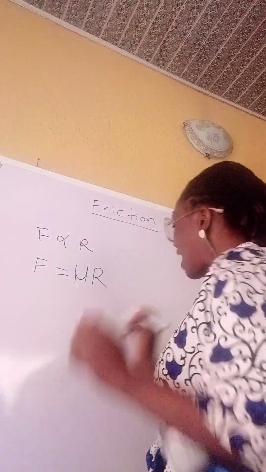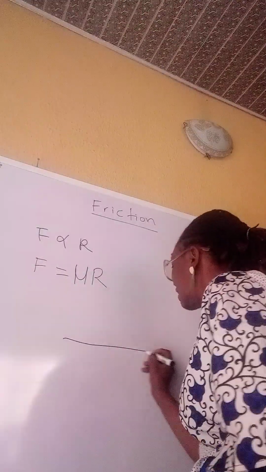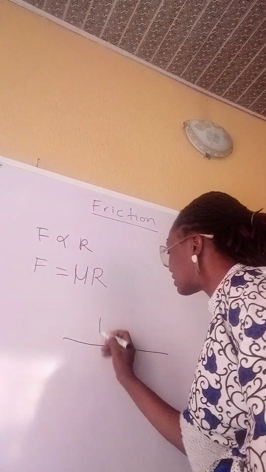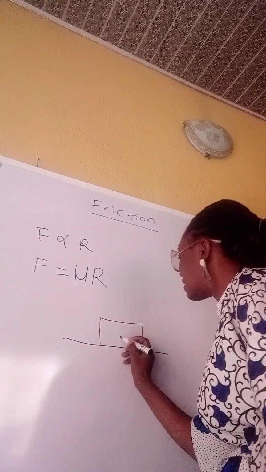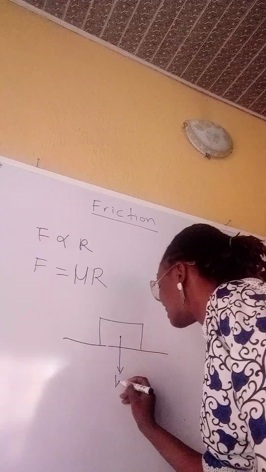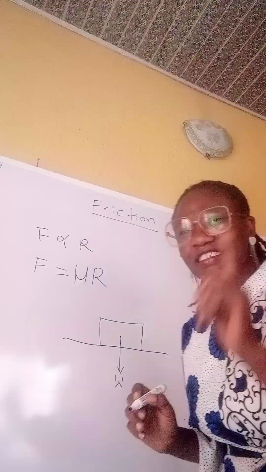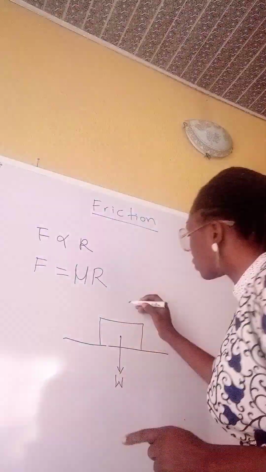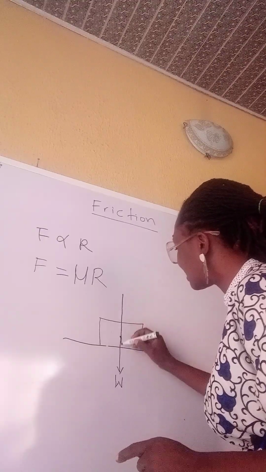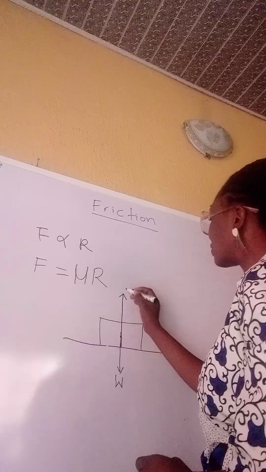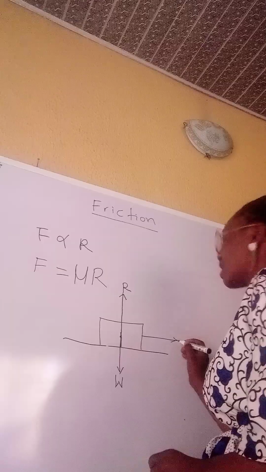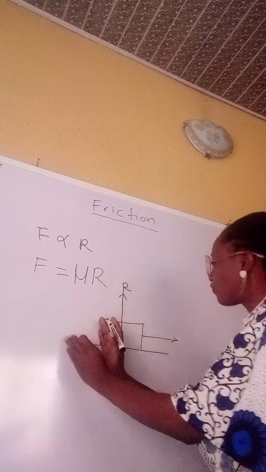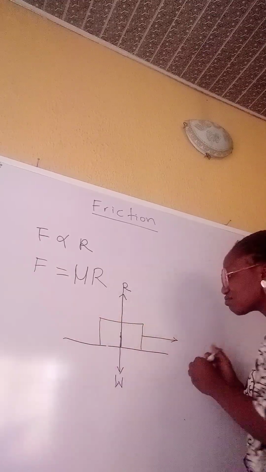Now if we have a body on a plane, let's say this is a plane and this is a box on the plane. Take note of this: the weight acts downward, while the normal reaction acts perpendicular to the plane. If this is the plane, perpendicular means you draw a straight line on the plane, and this is the normal reaction. Let's say we want this box to move from this position to this position.